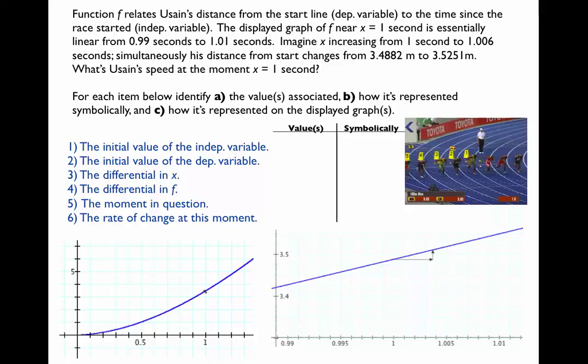So for each one of these, 1 through 6, what's the actual numerical value? How do we represent it symbolically? Where do we see it on these graphs? Okay, we're not going to use y at all. We've got a function f. So everything can be done with x and using our function. So no y's.